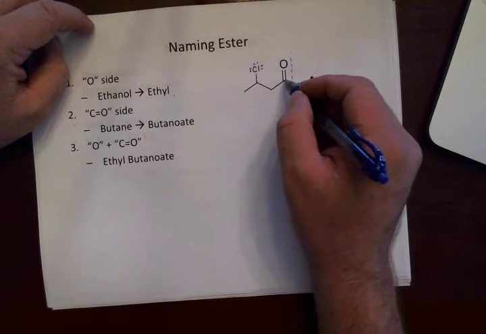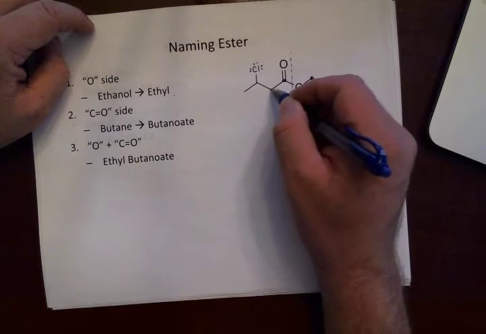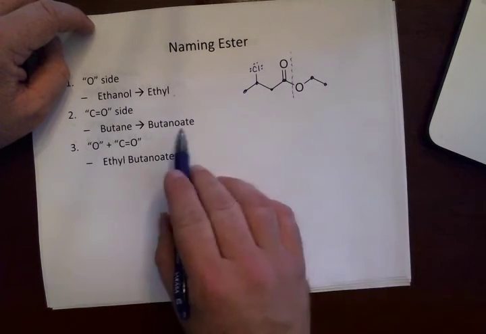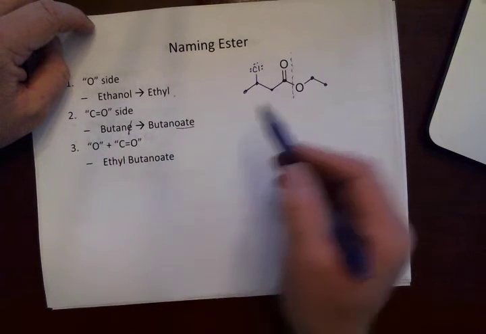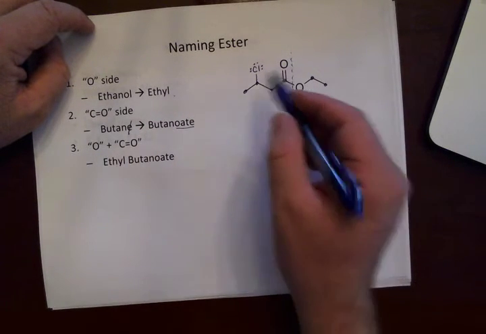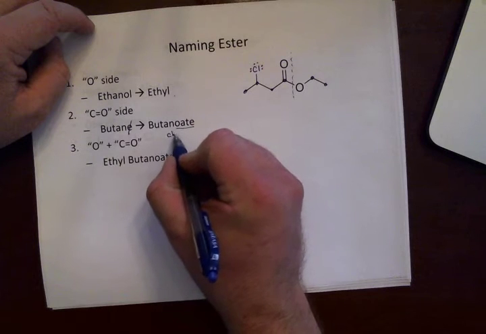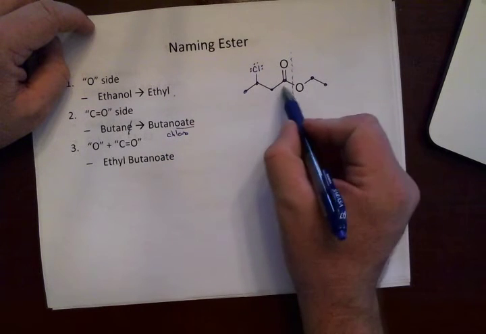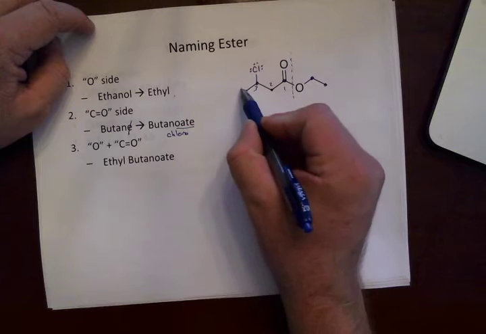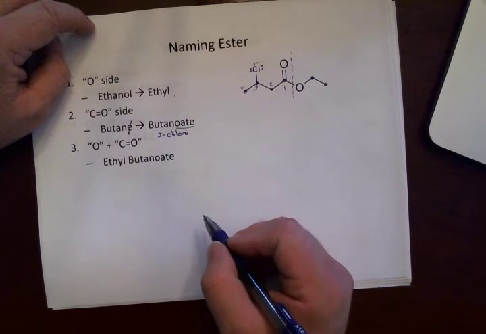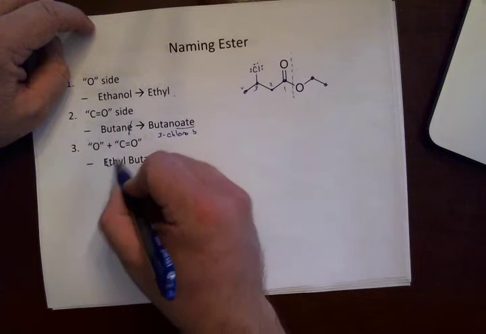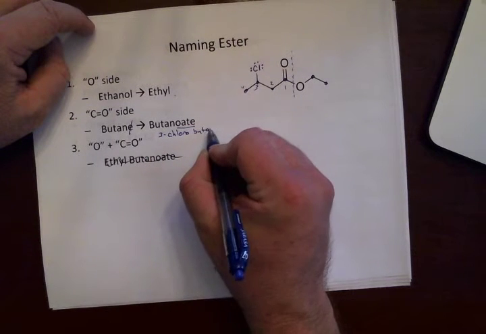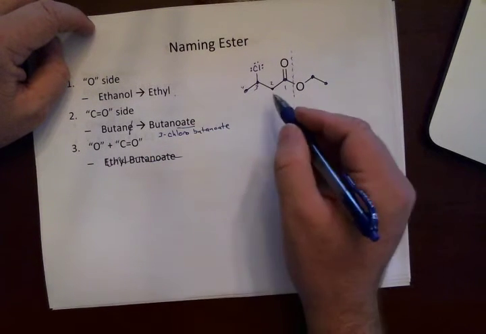Here you're going to do 1, 2, 3, 4, so butane becomes, you take off the E and add, butanoate. Now there's also this chloro that I added. There's 1, 2, 3, 4, so it's 3-chloro. So it ends up being 3-chlorobutanoate. That's the C double bond O side.